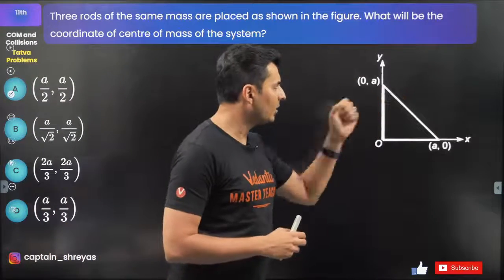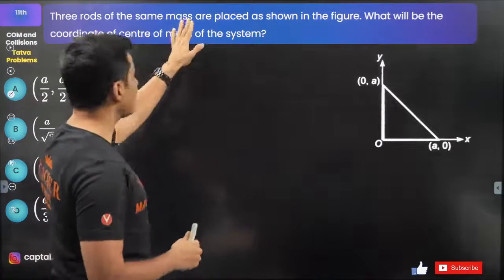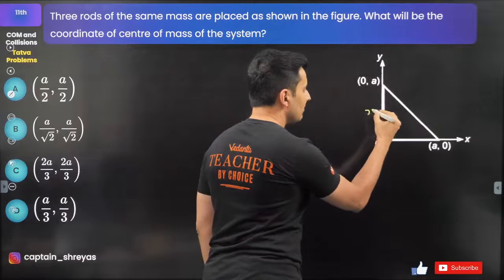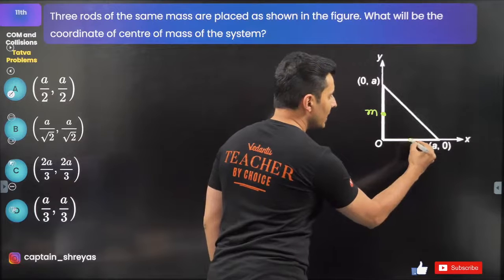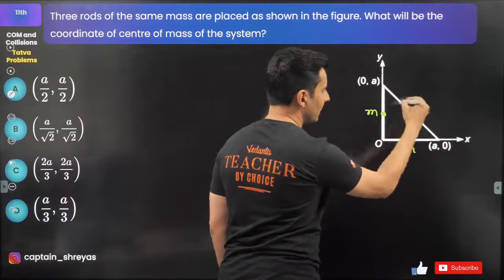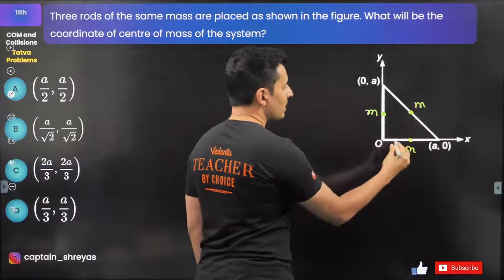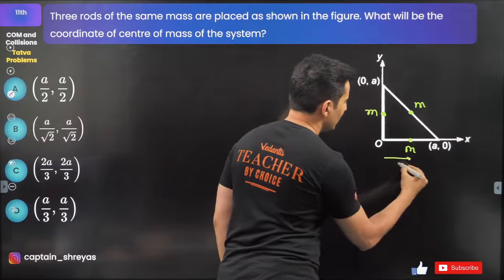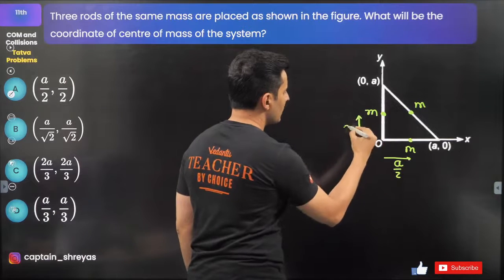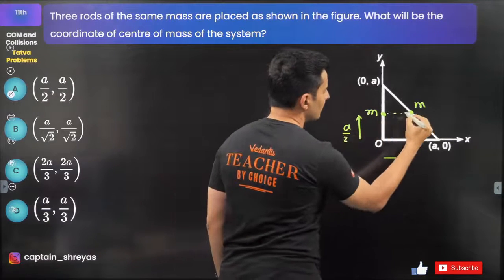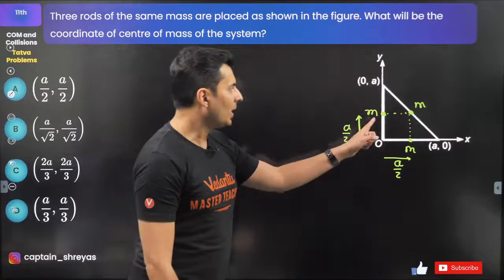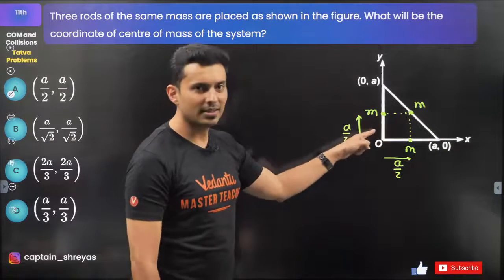This is one rod, second rod, third rod. All the masses luckily are the same. So this rod's center of mass will be here. This rod will be exactly over here. This rod will also be exactly at the midpoint. Now what are the coordinates? This will obviously be a by 2. This will also be nothing but a by 2, and this will exactly match over here. Isn't that right? So I know the coordinates of all the three masses.